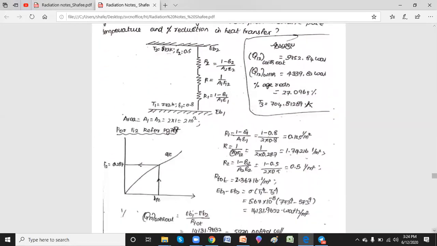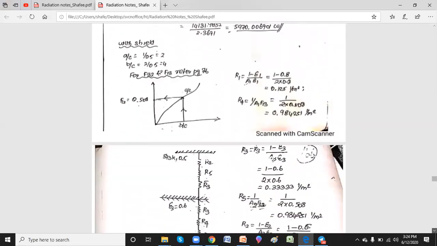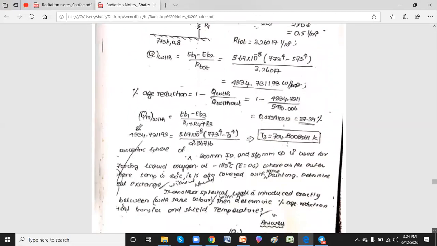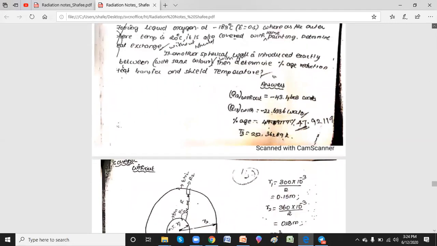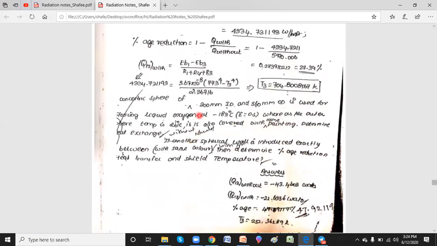So see, same problem. I'll be sending this PDF for you to refer to the problems. You can easily understand the different models of problems here. Now this problem is just on the slide right here. They have mentioned concentric spheres of 300 mm inner diameter and 360 mm outer diameter used for storing liquid oxygen at minus 183 degrees centigrade with an emissivity of 0.5, whereas the outer sphere temperature is 20 degrees centigrade. It is also covered with the same painting, that means the emissivity of this painting is also 0.5.